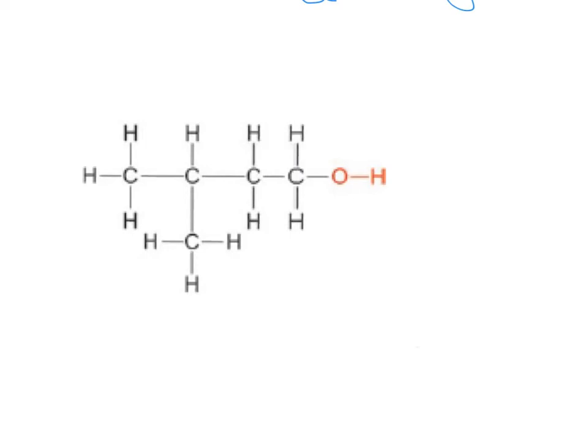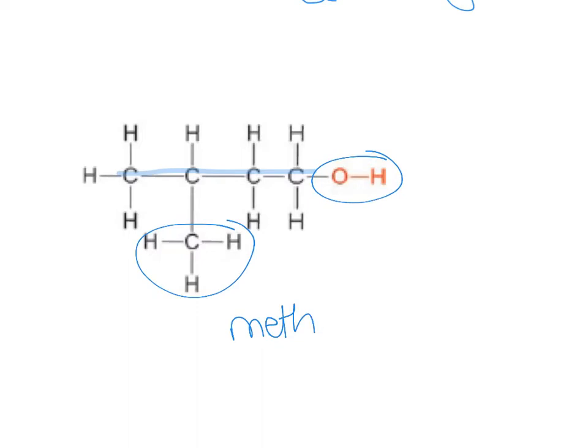Now we look at the next one, and once again, we start in the same place we start with all of them. We start with finding the longest chain: 1, 2, 3, 4. Because I know it's 4, that means it's going to be butane. Just like we had before, we have an OH, and we still have a methyl group. So I know it's going to be methyl butane something, and I need to know where the methyl is.